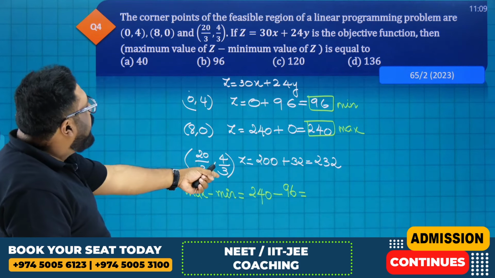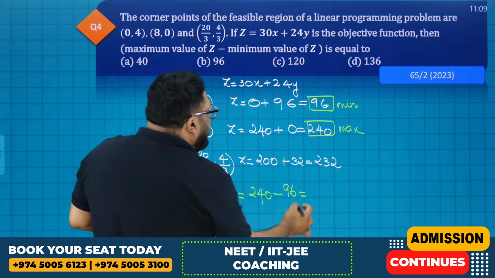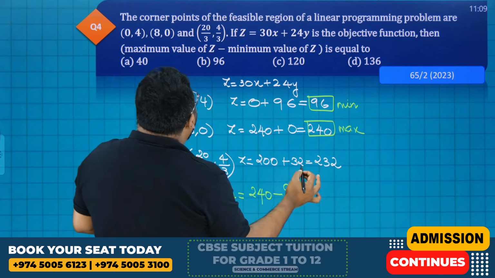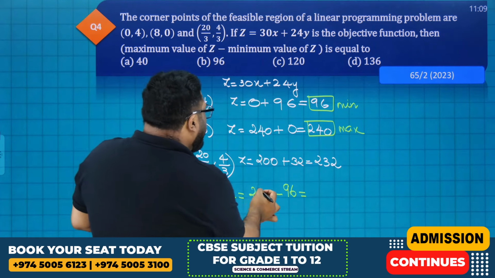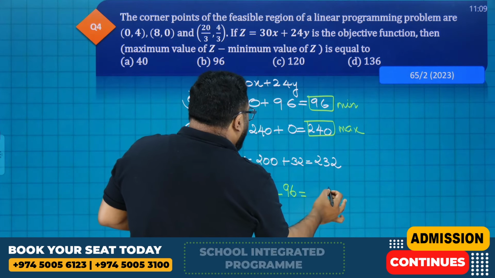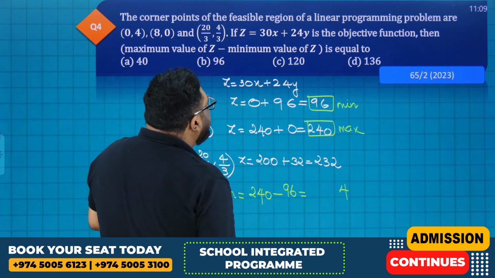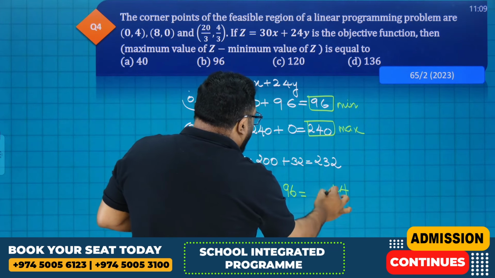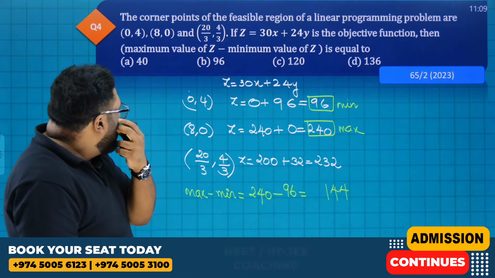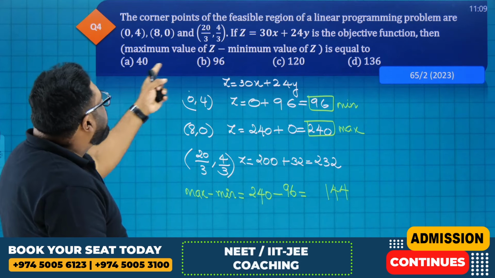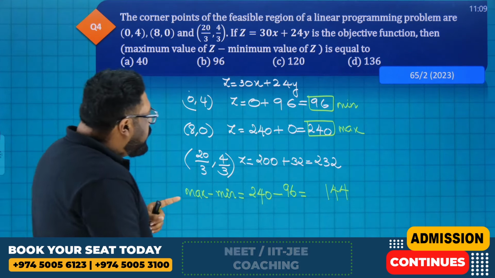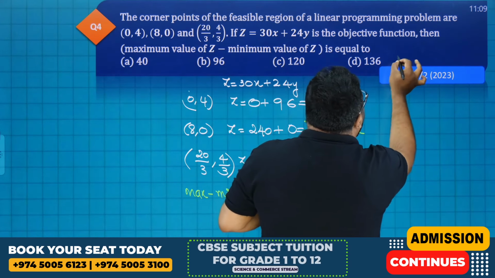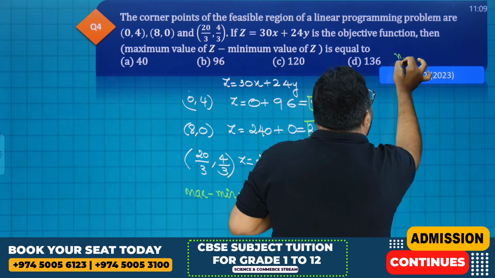So your answer is going to be 144. So the final answer is 144. Yes. So we don't have a final answer in these options. I think it's a mistake on the question side. So we have to say that none of the options are right here.